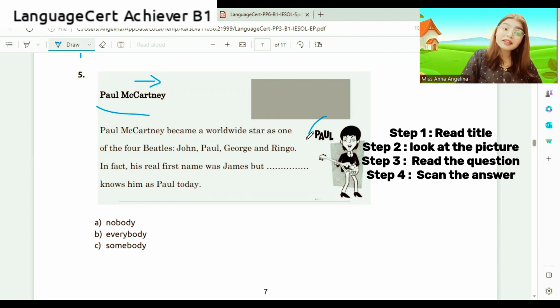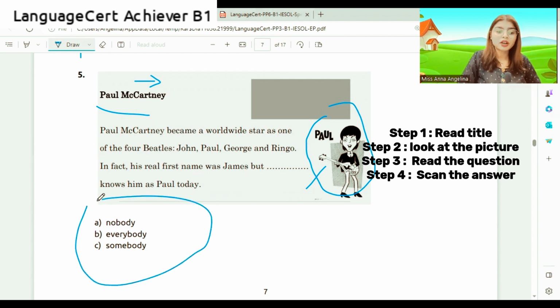And then I always say that look at any pictures. We have a picture of a person, seems to be a singer, holding a guitar. His name is Paul. So Paul McCartney became a worldwide star as one. So this is about Paul. Now we have some options in here: nobody, everybody, or somebody. Let's have a look at the paragraph now to scan your answers.